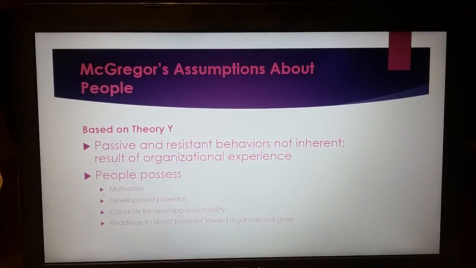Theory Y, that it's not inherent, meaning it's not within people. It's not natural for people to be resistant and passive. It's only because they've had so many bad organizational experiences that they're just like, oh, forget it. Like, I tried that before. It just never works. Like, management is terrible. But what people possess is this motivation. They want to grow. They want to take on responsibility. And they really want to help with people's organizational needs.